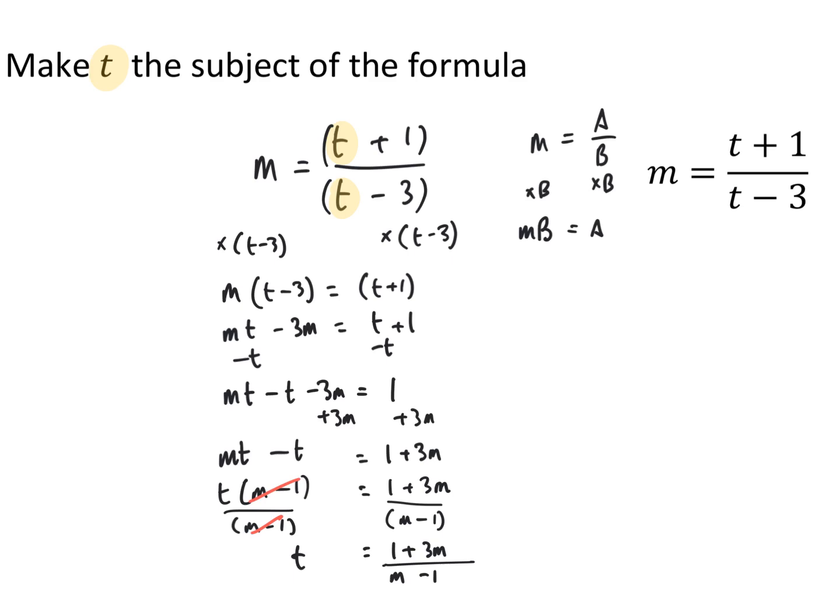So this would give you the opportunity to try some rearranging, changing subject questions that are above the National 5 level. But remember, National 5, as it currently stands, you're only going to have the variable that you're trying to make the subject appearing once. So things like this take us beyond the scope of the course.